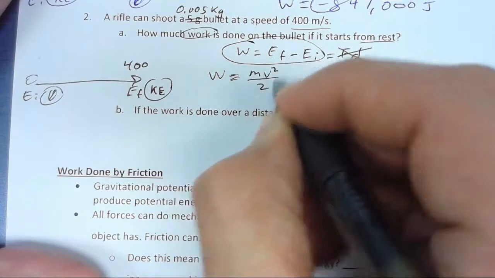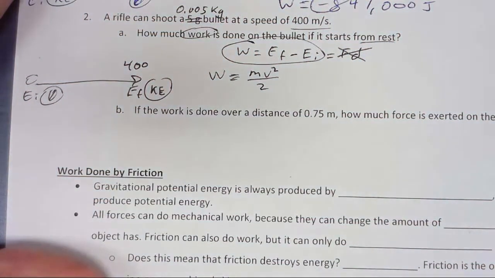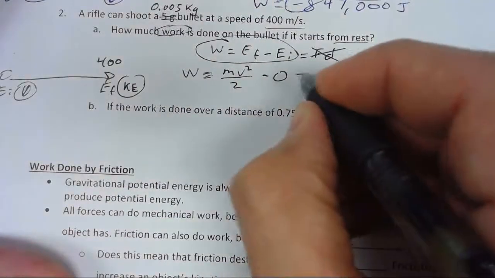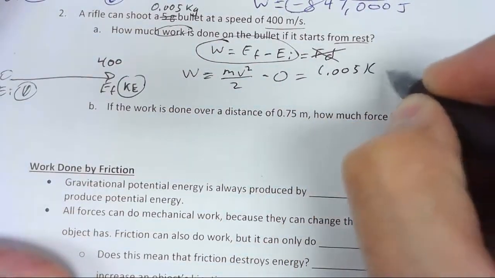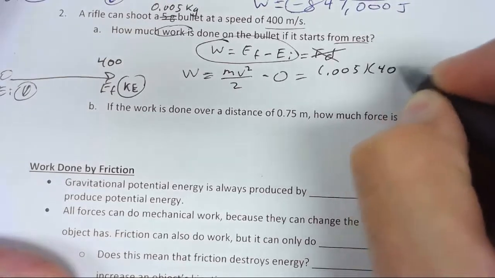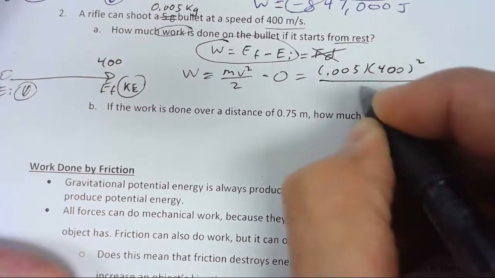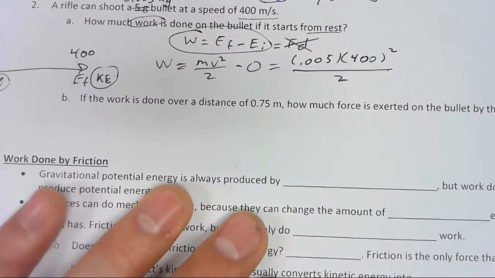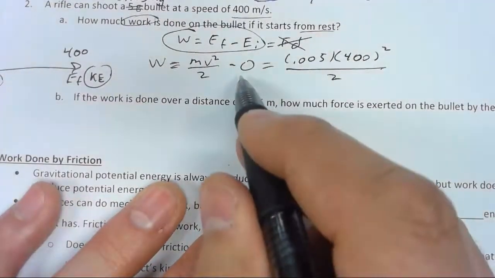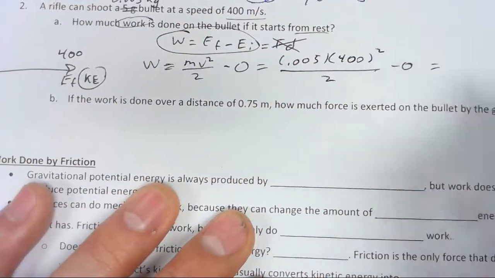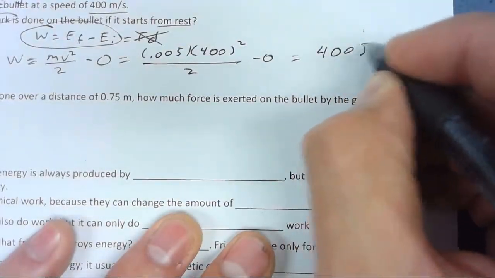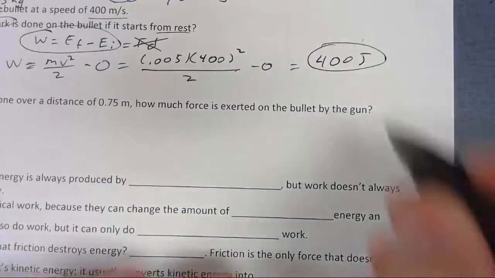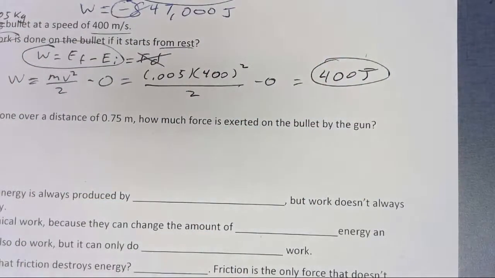mv squared over 2 because it's kinetic energy at the end. Initial energy is 0, starts from 0. The mass is 0.005. The speed of the bullet at the end is 400, over 2. Minus 0 doesn't change anything, but we're going to throw it in there anyway. If you do all that, you will get 400 joules of work that's done on that bullet. It does 400 joules of work.